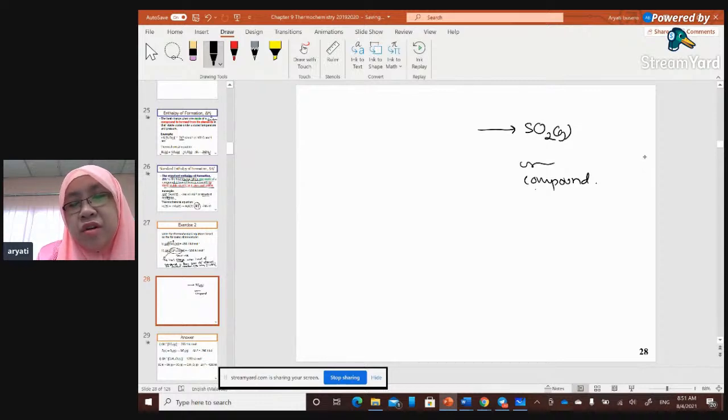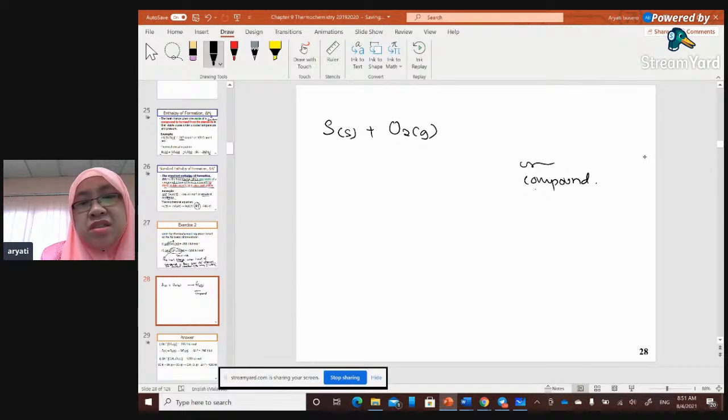So what are the elements that form SO2? The element is sulfur. Sulfur is in the solid phase. What other element forms SO2? Oxygen, O2 in the gas phase. If you ask how do we know sulfur is in the solid phase and oxygen is in the gas phase, it is because the elements are at their most stable state.